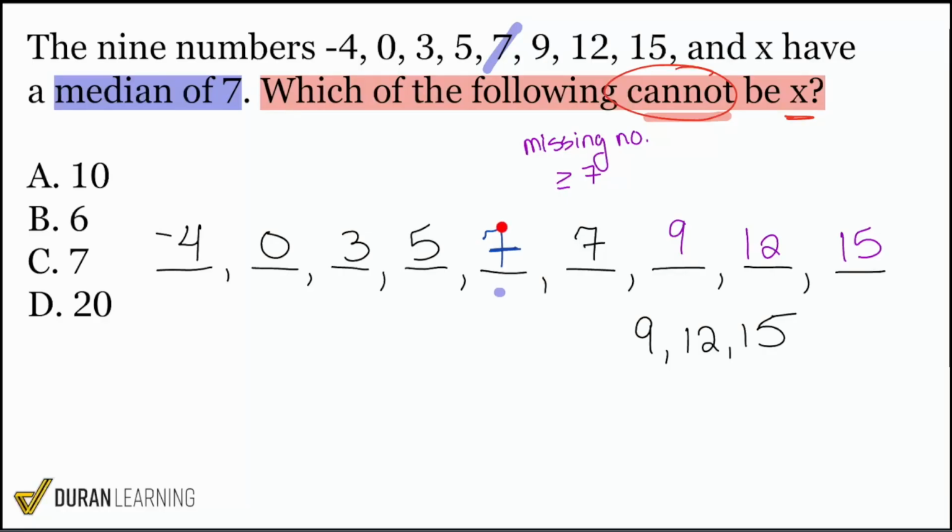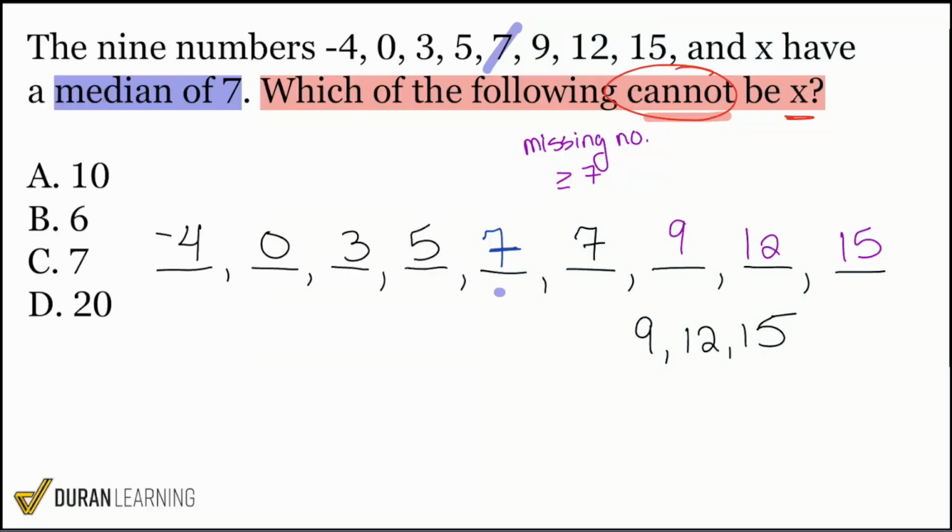So my party people, when we read the question carefully, which of the following cannot be X, what is the opposite of greater than or equal to 7? The opposite would be less, right?